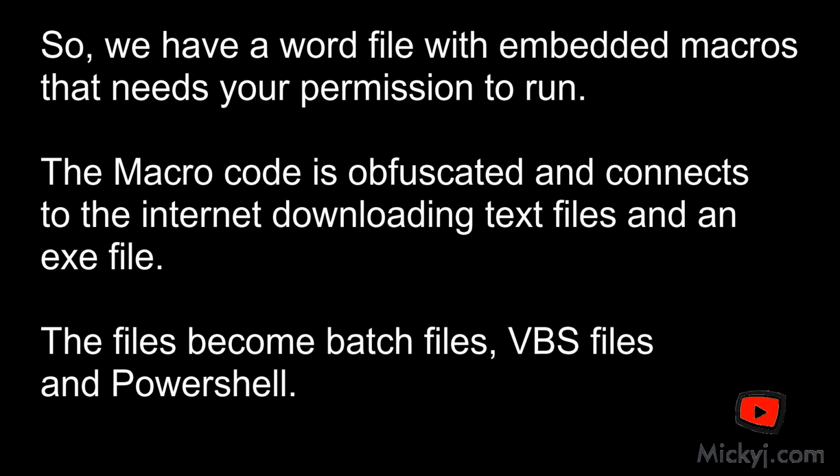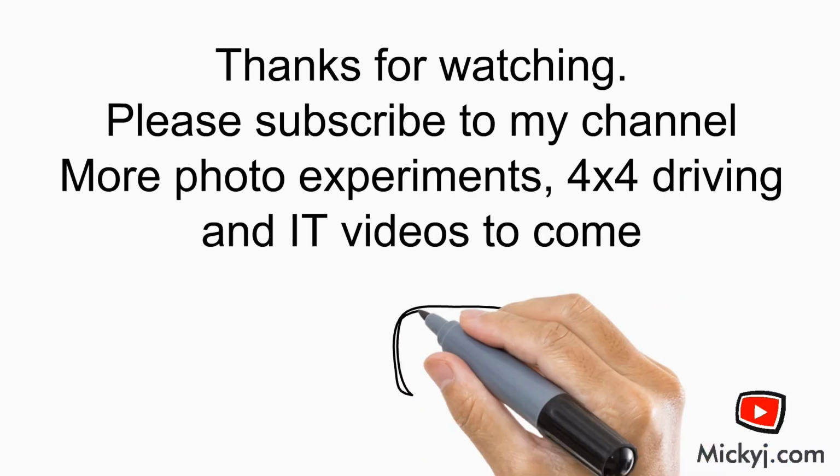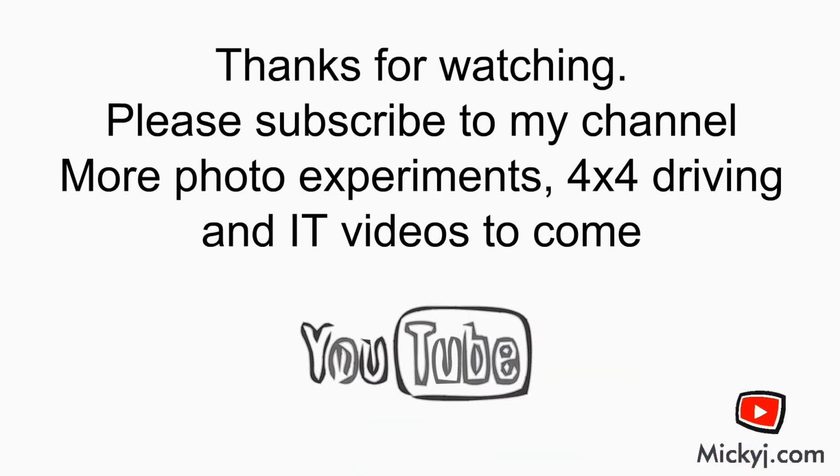Now what we've got is a Word macro embedded. Once you allow it permissions, it runs. You can't read the code, it's all embedded, and by the time you get to read it, if you've clicked it, it's run anyway. It downloads the Dridex virus and starts keylogging. So what's the moral? Don't open strange attachments, it's quite obvious. Don't allow macros, run good antivirus, change your passwords, don't let them guess your banking passwords, change them often. And there we have it, a strip down of a Word macro.